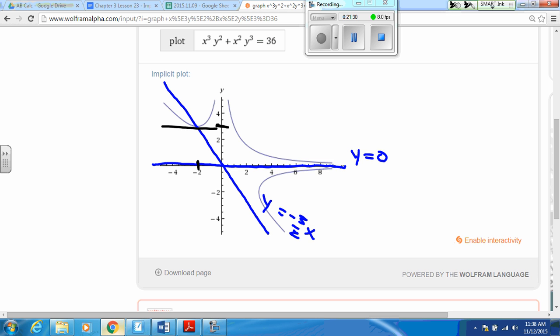Okay. That's right. So does that mean if it was set to equal negative 36, it would approach 0 if we went out to negative infinity?